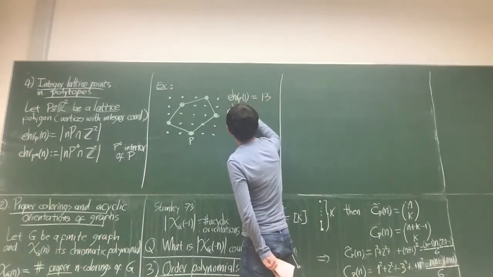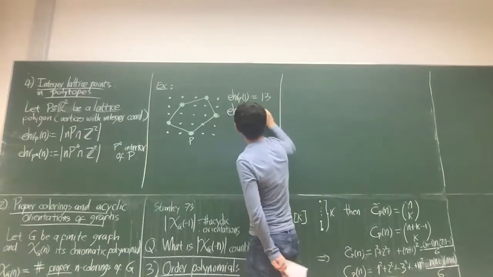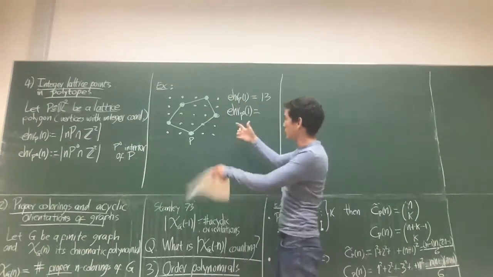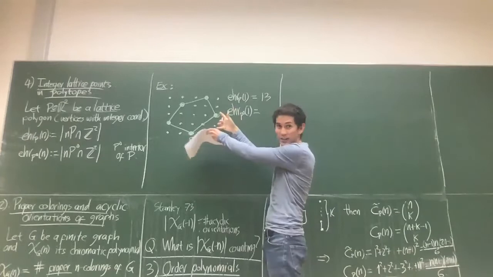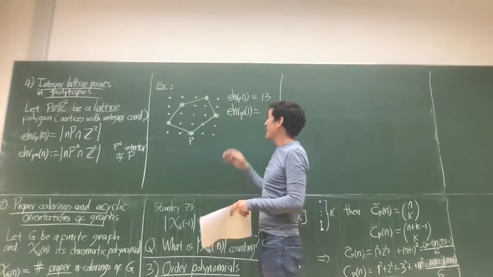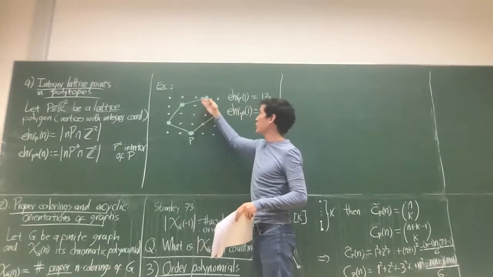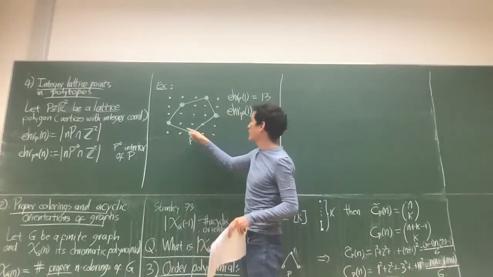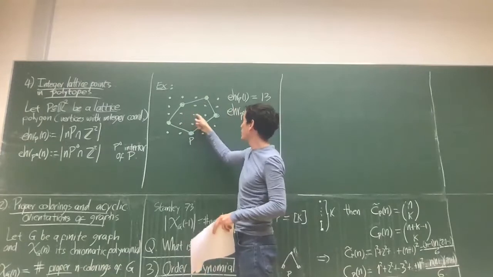Ehrhart of the interior, evaluated at 1, is again you multiply your polygon by 1, so you get exactly the same picture. And then you count the number of points in the interior, so you don't care about the boundary. So how many of them are there? 1, 2, 3, 4, 5, 6.